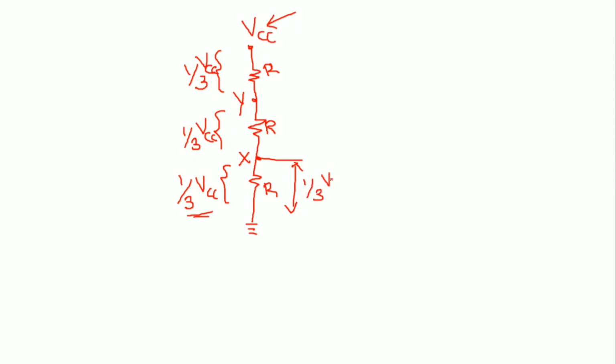1/3 times of VCC. What is the potential drop from Y to ground? From Y to ground, it is 1/3 of VCC plus 1/3 of VCC, which is 2/3 VCC. Understood? So, from point X to ground, it is 1/3 of VCC. From point Y to ground, it is 2/3 of VCC.